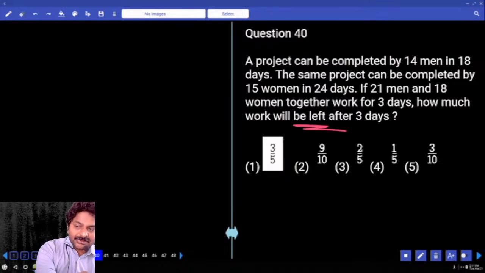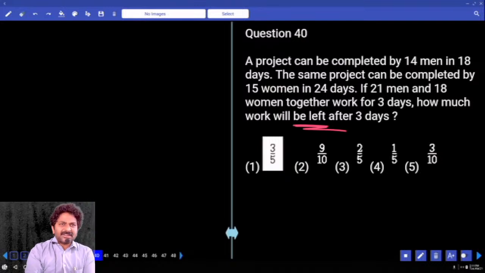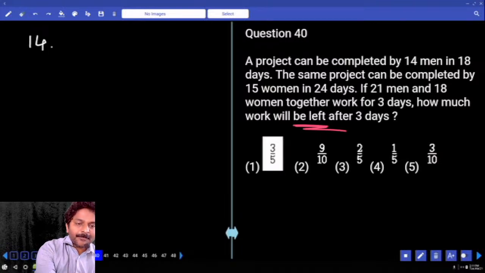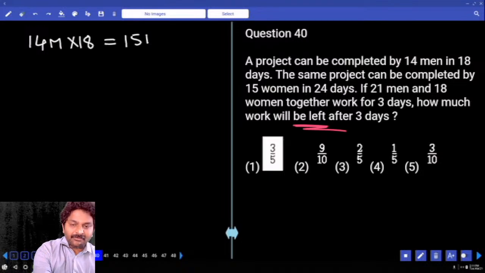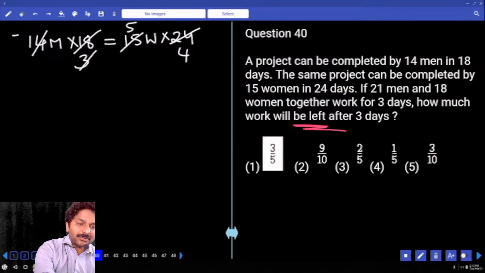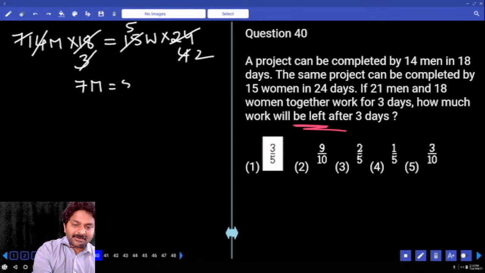Right. For these types of questions, I think yesterday or the day before yesterday we discussed: first, what do we need? The relation between men and women. 14 men can complete the work in 18 days, and the same 15 women can do it in 24 days. 6 3 times, 6 4 times. 3 5 times, 2 7 times. The relation: 7 men is equal to 10 women.